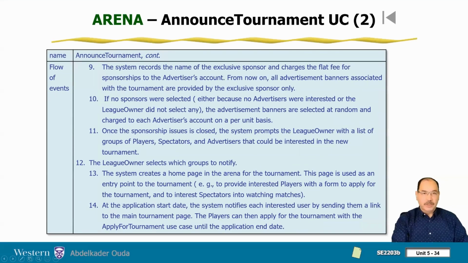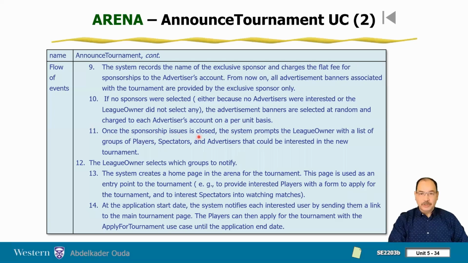In the rest of the use case description, the system records the name of the exclusive sponsor and charges the flat fee for sponsorship to the advertiser account. From now on, all advertisement banners associated with the tournament are provided by the exclusive sponsor only. If no sponsors were selected, either because no advertisers were interested or the league owner didn't select any, the advertisement banners are selected at random and charged to each advertiser account on a per unit basis.